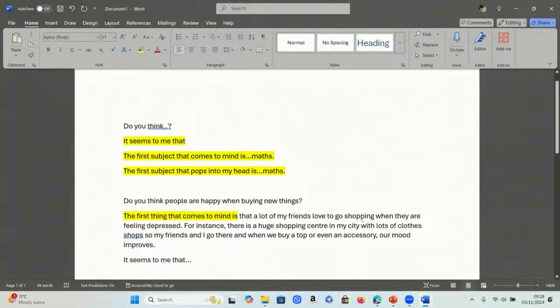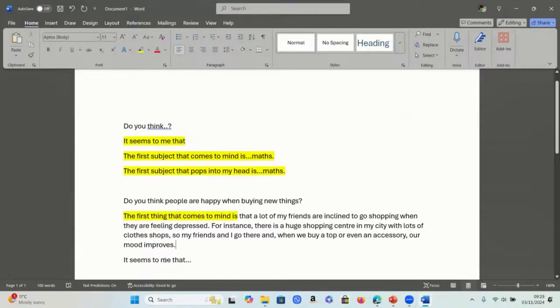A lot of my friends love to go shopping when they are depressed. Now, instead of saying that, you could say what I mentioned earlier: are inclined to go shopping when they're feeling depressed. And then I give an example. For instance, there's a huge shopping centre in my city with lots of clothes shops. So my friends and I go there, and when we buy a top or even an accessory, our mood improves. So the most important thing here is that you started with the little expression.